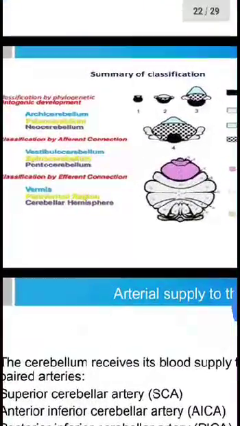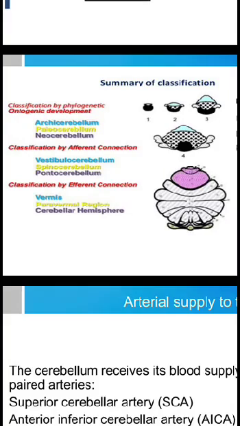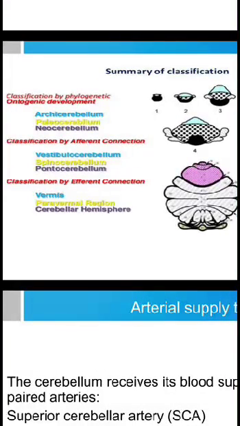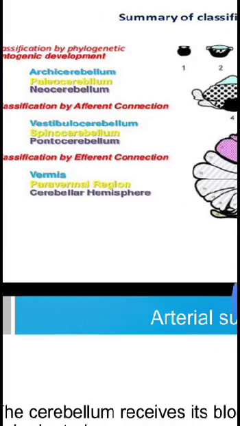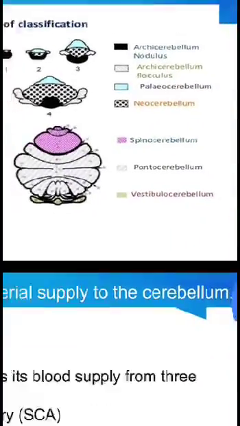Then summary, what we are going to finally tell is, phylogenetically we can classify it into archi, paleo, and neo. And classification by afferent connection, we are classifying into vestibulocerebellum, spinocerebellum, and pontocerebellum. Then classification through efferent connection: vermis, paravermis region, and cerebellar hemisphere.